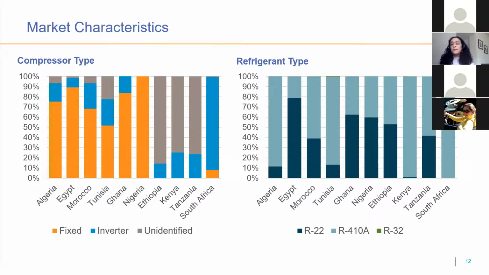And as Gabby mentioned in her introductory remarks, R22 and R410A are both refrigerants with high global warming potential. So seeing that R32 and other refrigerant blends are not yet penetrating the market is a point of concern.